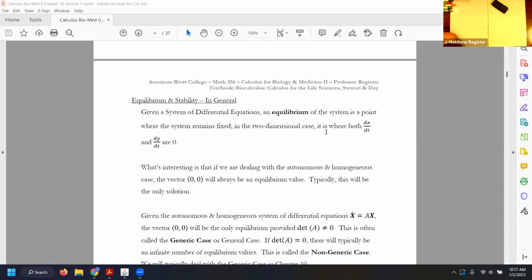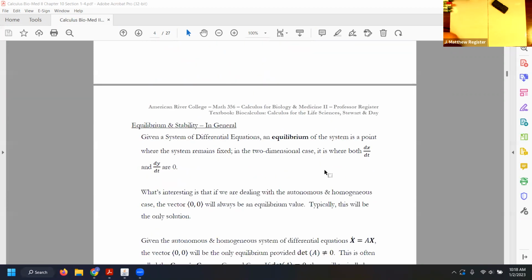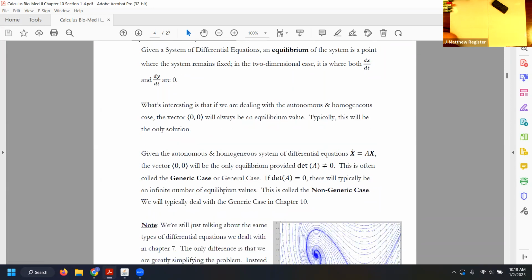In the two-dimensional case, which we were just discussing, the two-dimensional, linear, autonomous, and homogeneous case, the only case where this is going to happen is at the point 0, 0. And so that means the vector 0, 0 will always be an equilibrium value, and it's typically going to be the only solution. Not always. There are some weird cases out there. For instance, if you have a matrix which is all zeros, then every point is going to be a fixed point. But that's not a very interesting system. And so typically, 0, 0 is going to be the only solution.